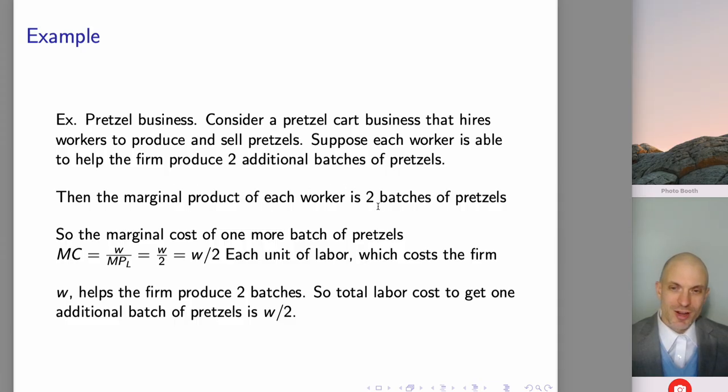The marginal product of each worker is 2 batches of pretzels. So the marginal cost of 1 batch of pretzels is half, right? So I pay the wage, but I only actually needed to pay half the wage, or hire the worker for half an hour rather than the full hour to get that 1 batch of pretzels. That's not quite how it works officially, but think about what's going on here.